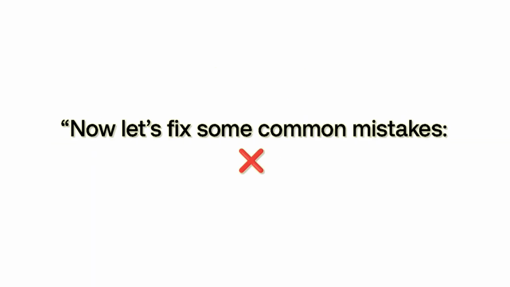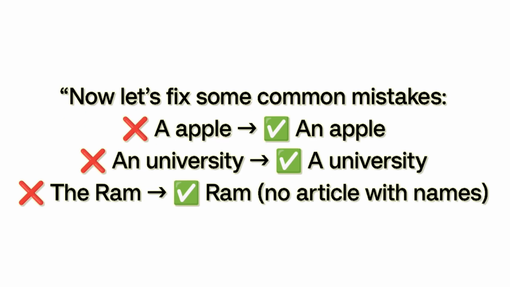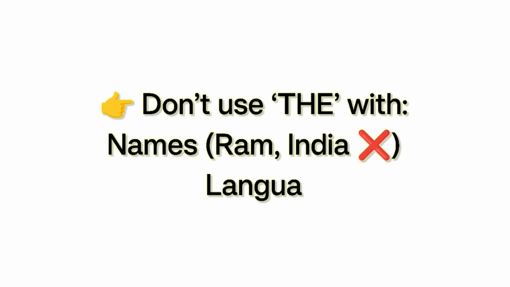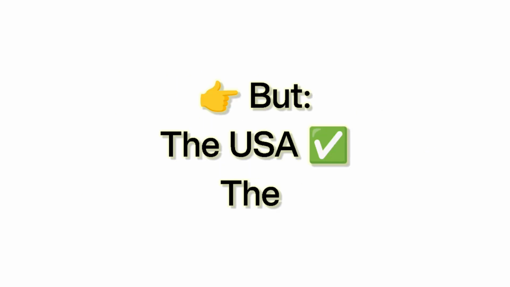Part 4: common mistakes, 3 to 4 of them. Now let's fix some common mistakes. "A apple" should be "an apple". "An university" should be "a university". "The Ram": no article with names. Don't use "the" with Ram, India, languages, or subjects like maths and science, but we say the USA, the UK.